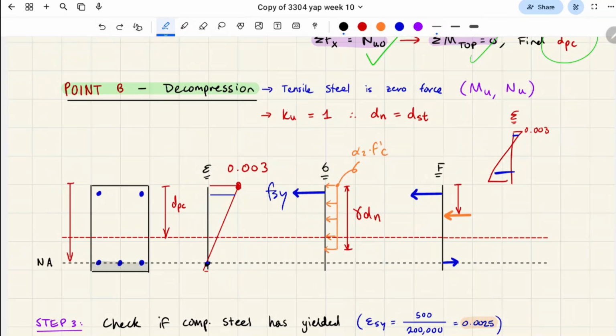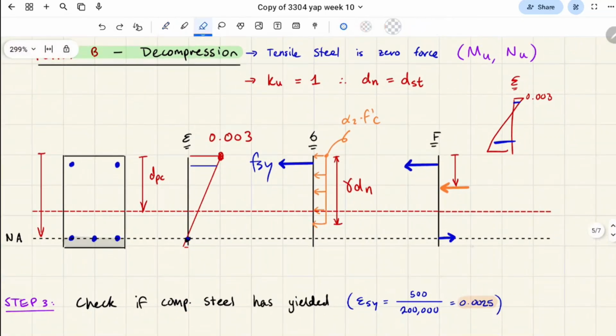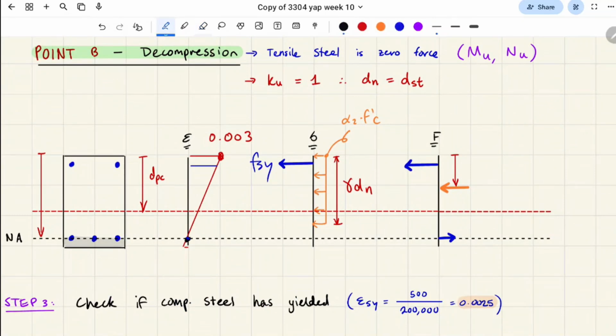Okay, who was next? Farhan. So for the forces diagram now, I'm just going to say the compressive force is this. This is standard from our bending case, for the compressive strength of the concrete. And this is gamma dn on 2.